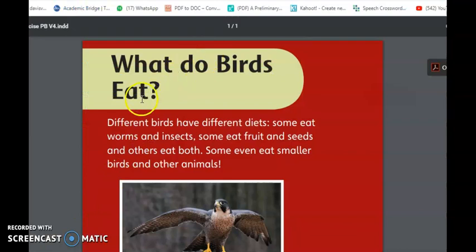So our main question is, what do birds eat? What you have to understand is that different birds have different diets, okay? Some eat worms and insects, some eat fruits and seeds, and others eat both, okay? Some even eat smaller birds and other animals, okay? So now that is what you're going to investigate.